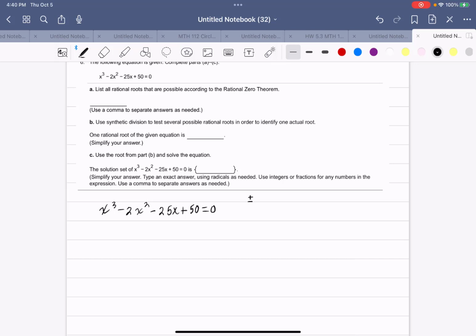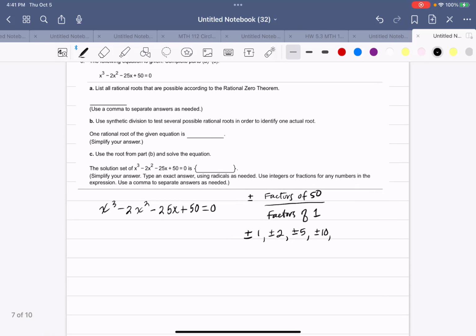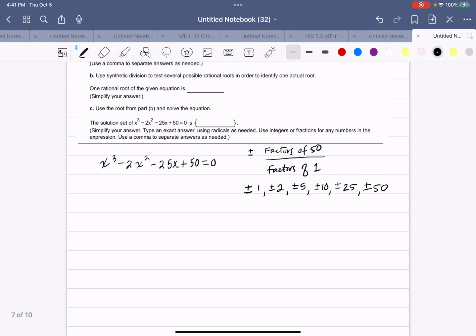I've got to get the plus and minus factors of 50 over the factors of 1. Since my denominator is a 1, I'm just looking for the factors of 50. So 1 will divide into 50. 2 will divide into 50. 3 won't, 4 won't, 5 will divide into 50. 6 won't, 7 won't, 8 won't, 9 won't, 10 will divide into 50. 11 won't, 12 won't, 13, 14, 15, nothing until I get to 25. And that's going to be plus and minus 25. And then plus and minus 50. So those are the possible factors I need to divide by.